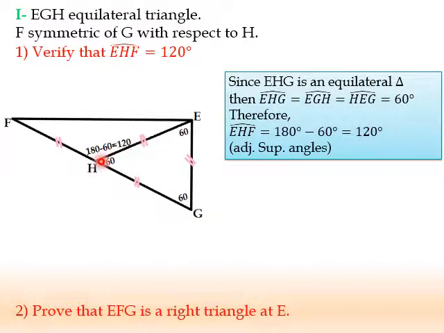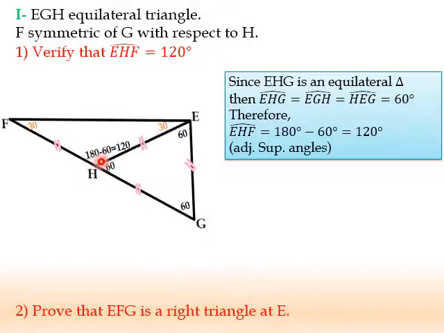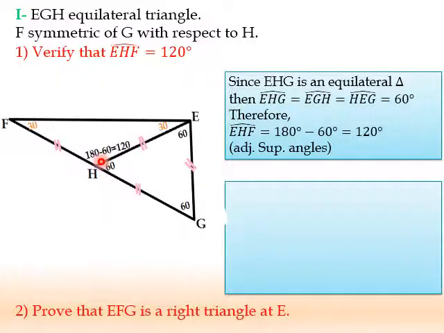How to find the measure of this angle FEH? I have to say that HFE is an isosceles triangle. Why? Since given that FH equals HE. Look, the same sign is put at FH and HE, so it's a hint that they are equal. So it's an isosceles triangle. And we know that the base angles of an isosceles triangle are equal, so HFE should be equal to HEF.